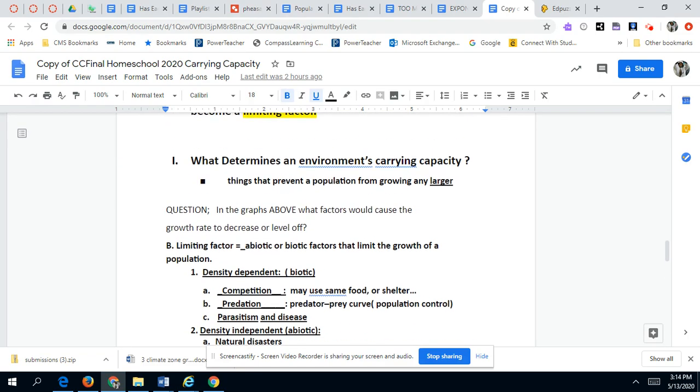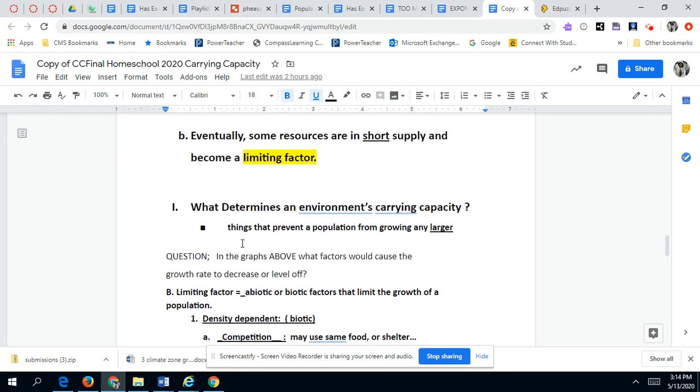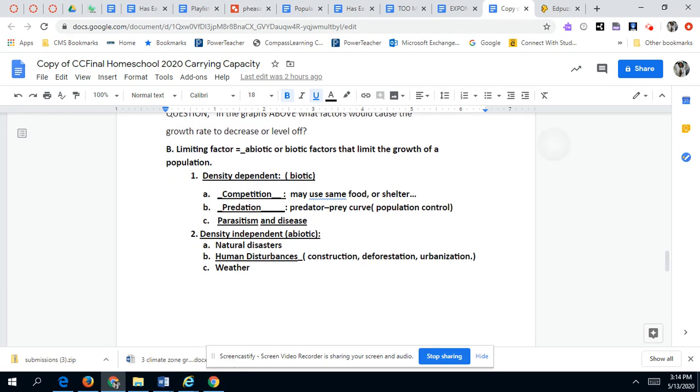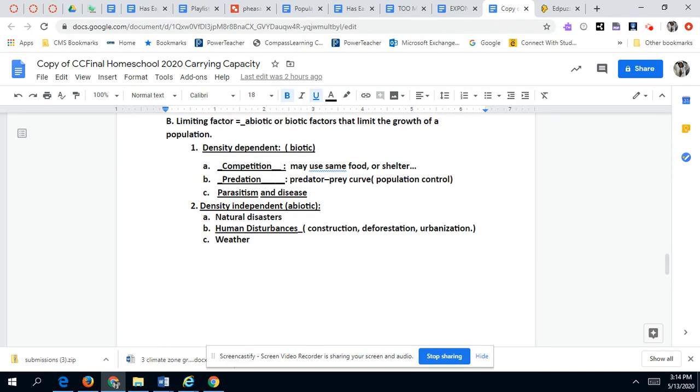What determines an environment's carrying capacity? Things that prevent a population from growing any larger. What are those things? Limiting factors. What are limiting factors? Abiotic and biotic factors. Your biotic factors are competition, predation, parasitism, and disease. Just like what's going on right now, we have COVID-19, and what is it doing? It's causing a decrease in the population.